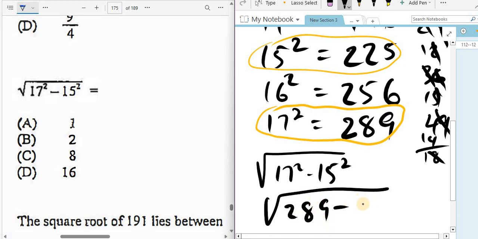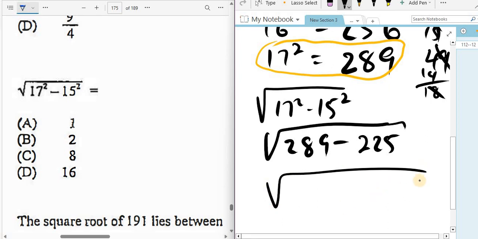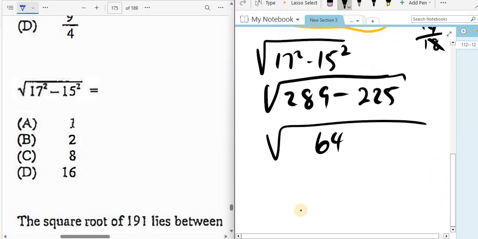And 15 squared is what? 225. You follow the fast method, right? Square, double. Sometimes you have to carry it, so that's okay. Alright, what is 289 minus 225? That one is easy. 64. Alright? And 64 is a square number because a number times itself gives you 64. What number is that? 8.